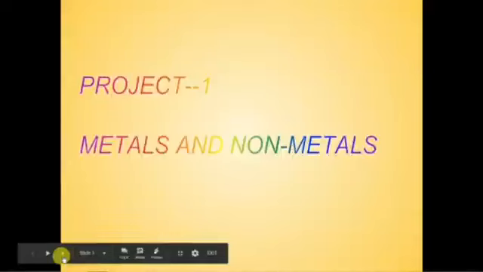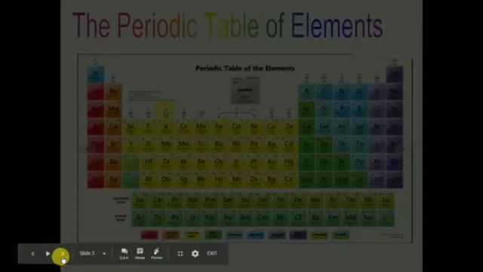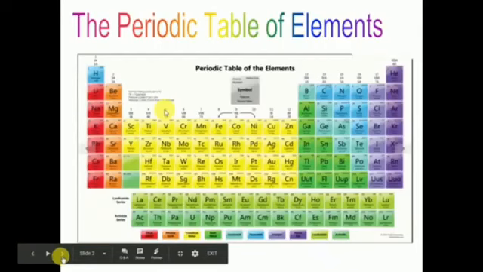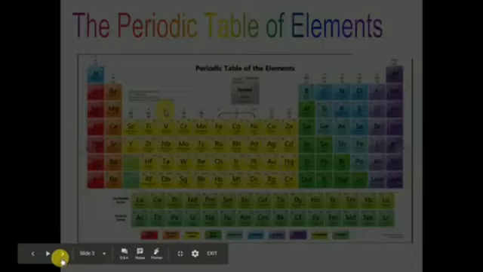Students, let us have a brief recapitulation of metals and nonmetals. We have the periodic table of elements in chemistry, which includes 118 elements in total. This periodic table is also known as the modern periodic table. Earlier, it was not designed like this.